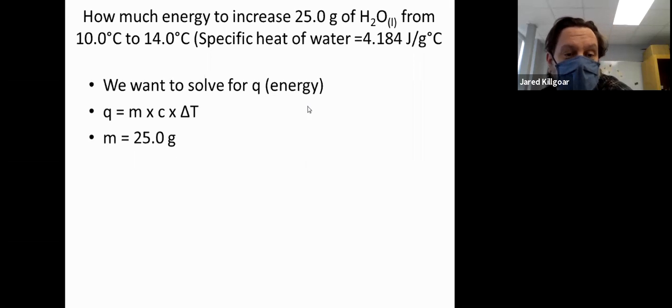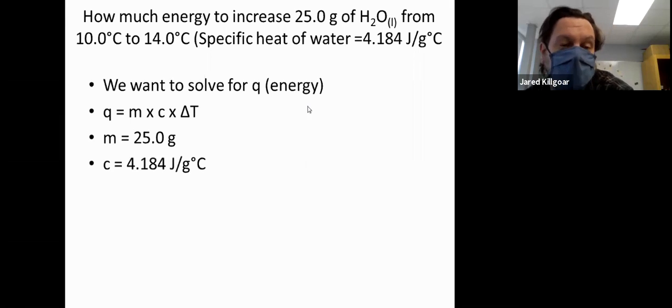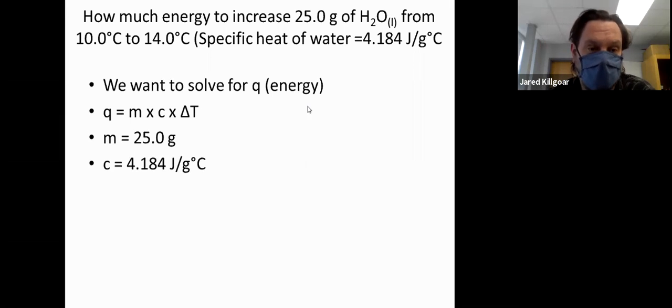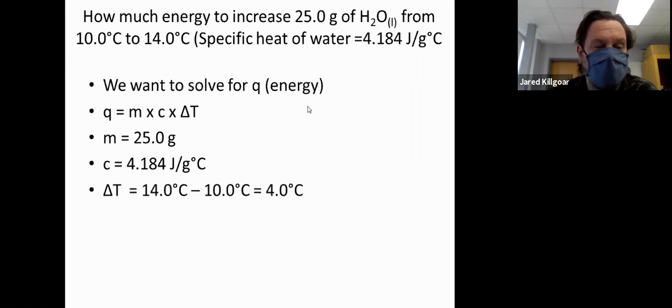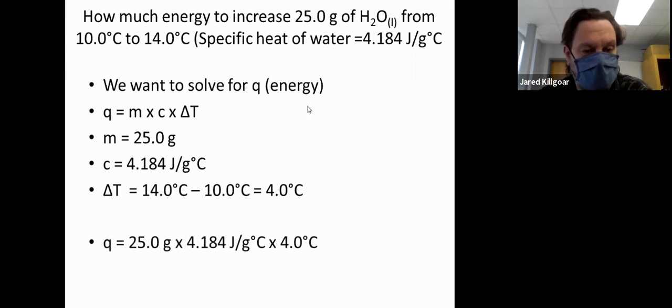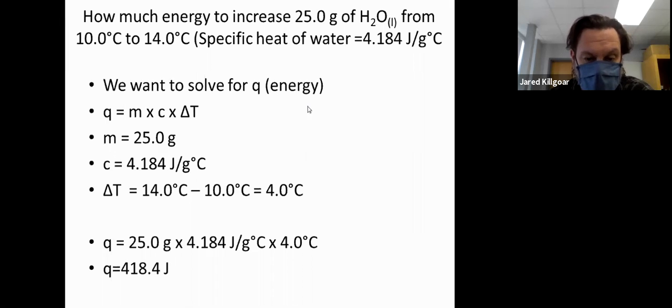My mass is 25 grams. My specific heat capacity of water is 4.184. And my change in temperature is 4 degrees Celsius. So it'll be positive 4 because I'm gaining the energy, going from 10 degrees Celsius to 14 degrees Celsius. So calculate my value: 25 grams times 4.184 joules per gram degrees Celsius times 4 degrees Celsius is 418.4 joules. Okay.